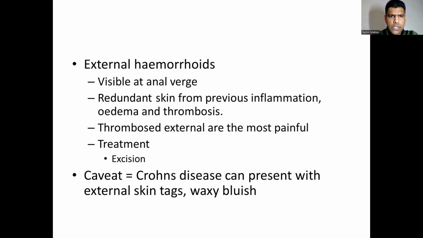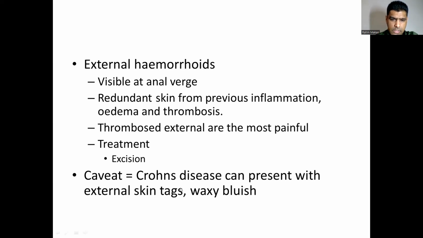This is an image of a thrombosed external hemorrhoid. If you look at external hemorrhoids, they're usually visible at the anal verge, like in the image just seen. These are typically redundant skin from previous inflammation, and that then results in edema and thrombosis of the vein. The thrombosed external hemorrhoids are the most painful type. Typically, these hemorrhoids are treated with excision.